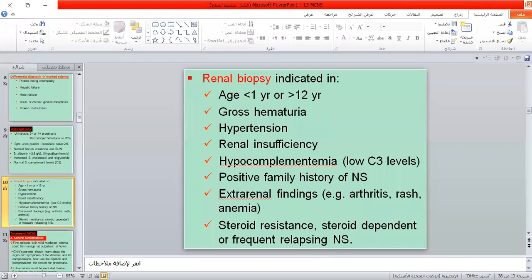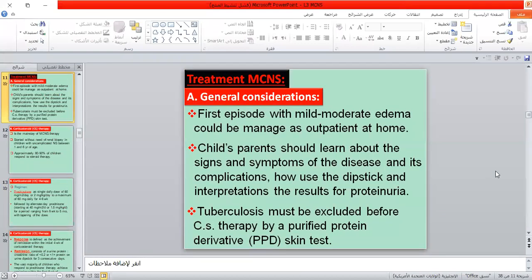Okay. Now, the treatment of nephrotic syndrome. We have general considerations, keep them in mind: the first episode with mild to moderate edema could be managed as an outpatient at home, and the child's parents should learn about the signs and symptoms of the disease and its complications, and how to use the dipstick and interpret the results for the proteinuria.